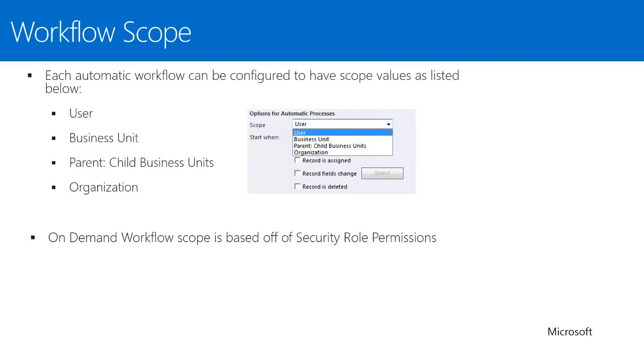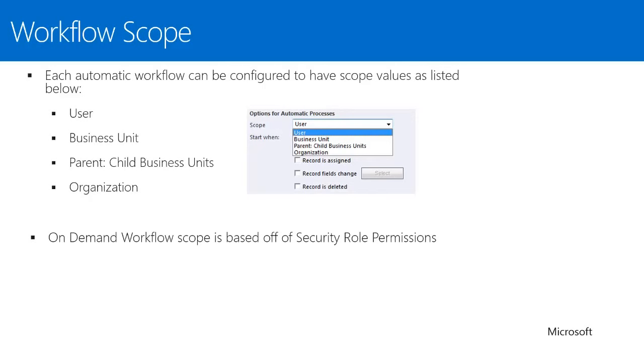When creating workflows, it's important to keep in mind the workflow scope as well. Each automatic workflow can be configured to have scope values like user, business unit, parent-child, or organization. Depending on the scope will determine which users in the system can trigger the workflows. By selecting user as the scope, only records owned by the current user that is owning that workflow are affected by the process. Even if the user has organizational level access and can update other records, the workflow will not trigger because he does not own those records.